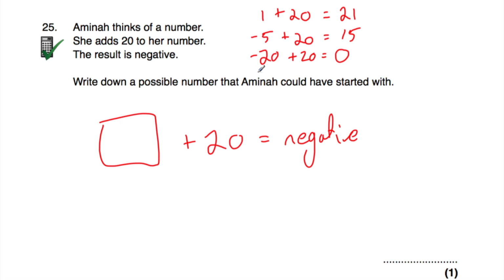But if Amina chose any number below -20, it will work, because if she has any number below -20, such as -23, and she adds 20, she won't reach 0, so -23 plus 20 would be -3, and that's a negative. So Amina could have chosen any number that is below -20. She could have even chosen -87, because -87 plus 20 is equal to -67, which is negative. We're just asked to choose a possible number that Amina could have started with, and as long as you choose one that is below -20, it will work.